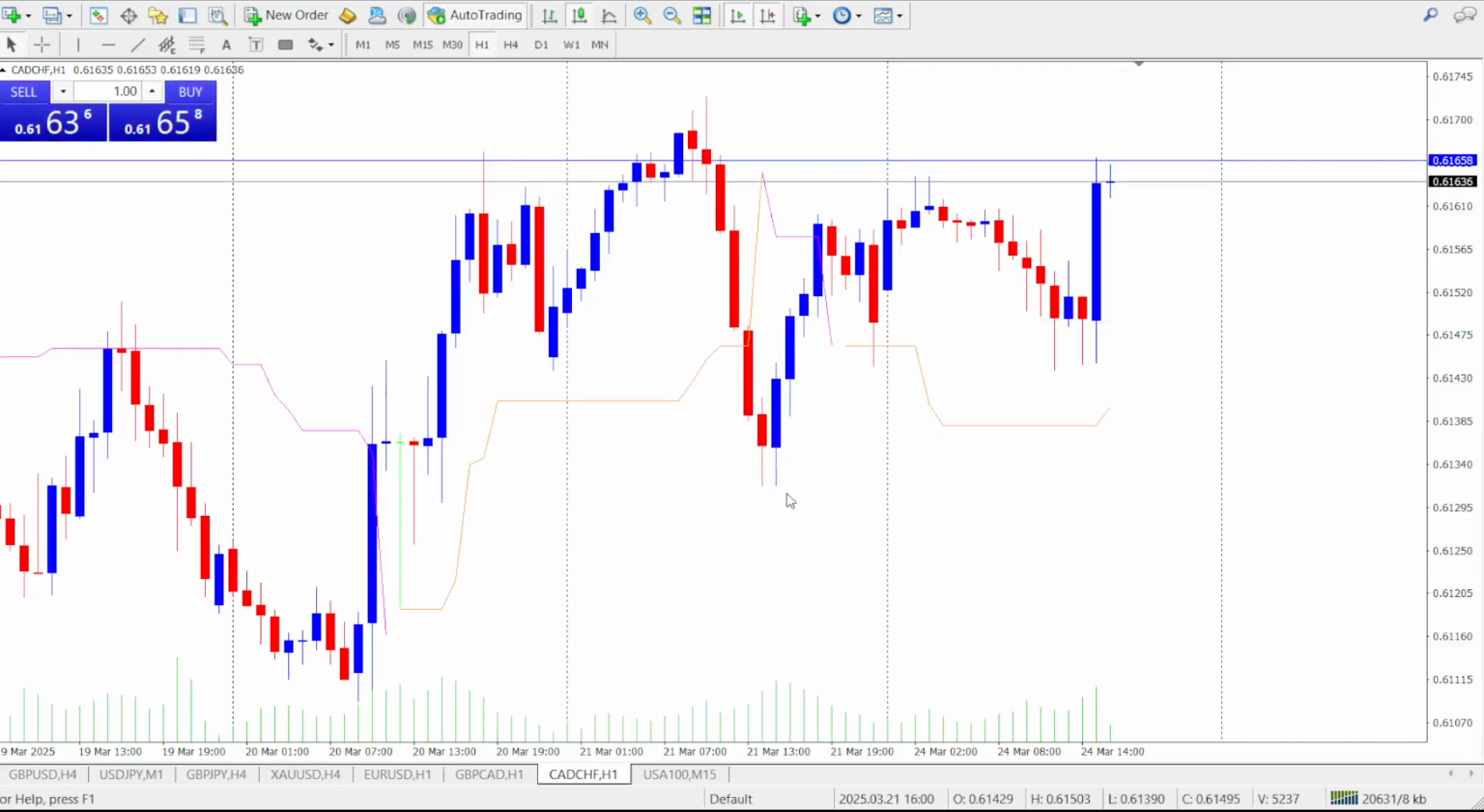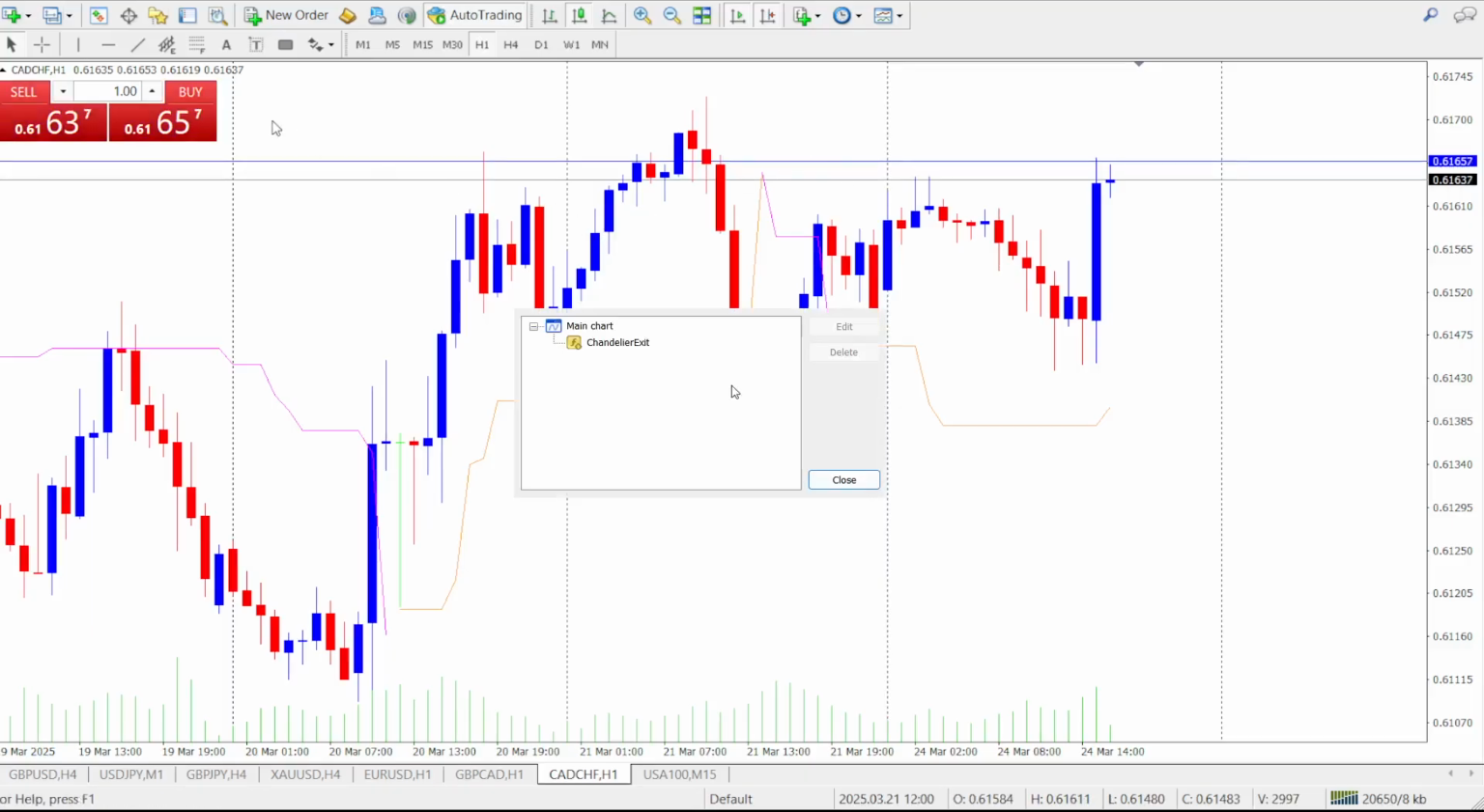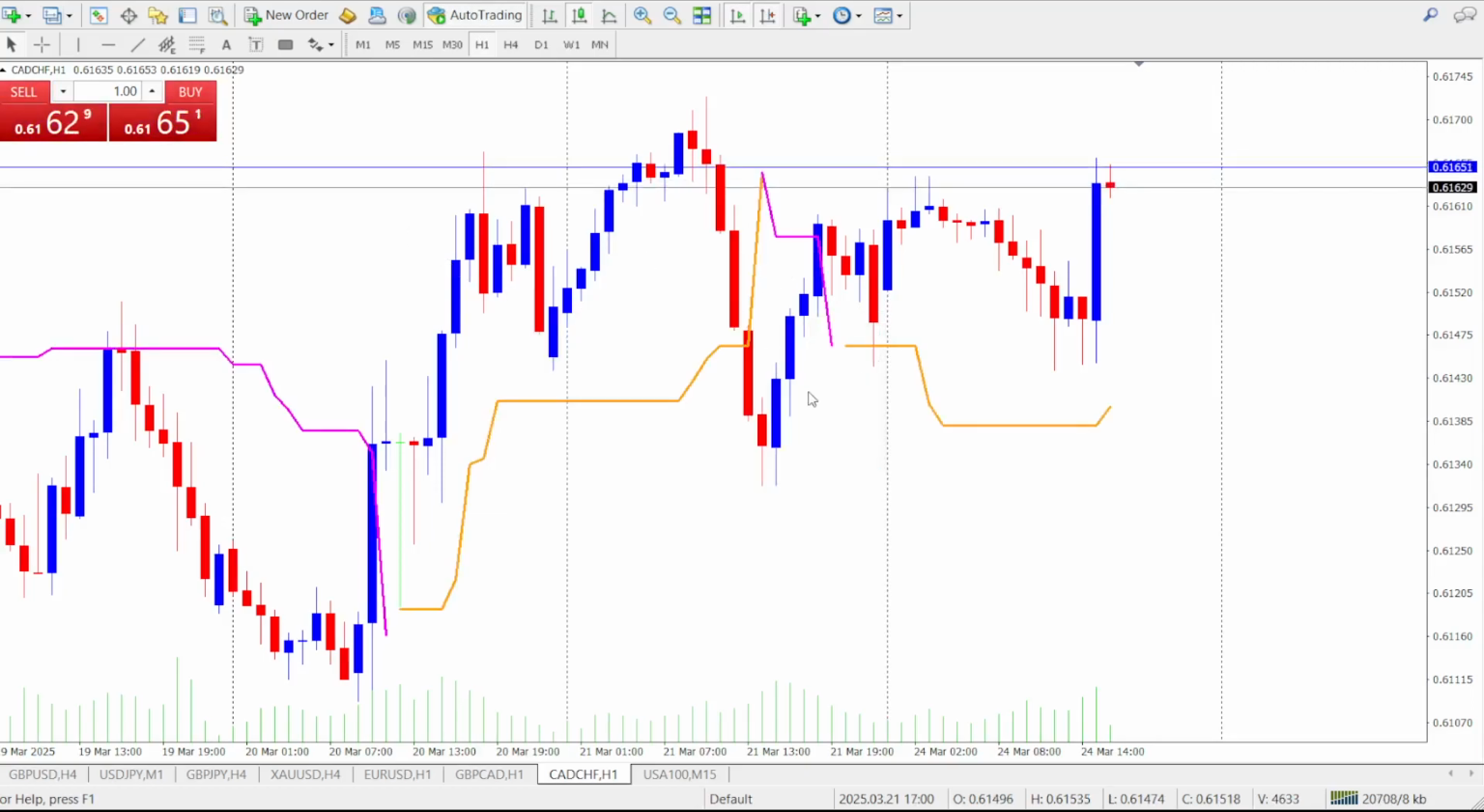So this is the Chandelier Exit Indicator. It uses volatility-based trailing stop loss levels. Let me just make the indicator thicker because I don't like how the lines are too light, too thin. Let me make this thicker here, for easy identification, for better clarity.